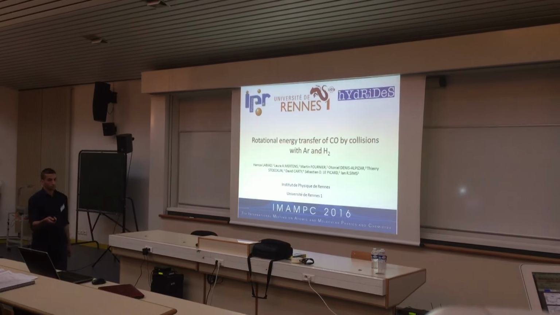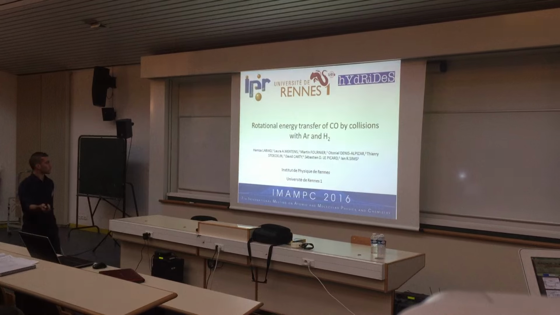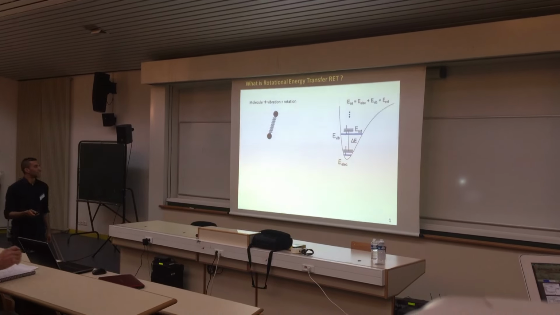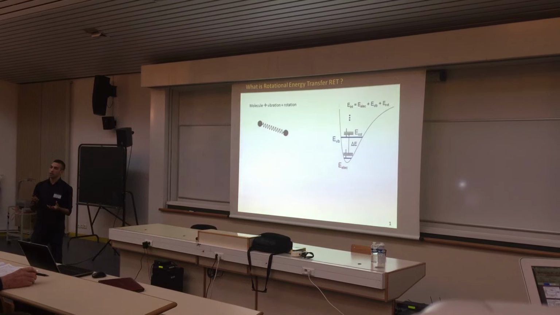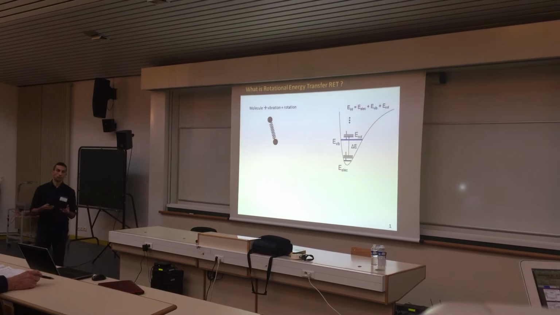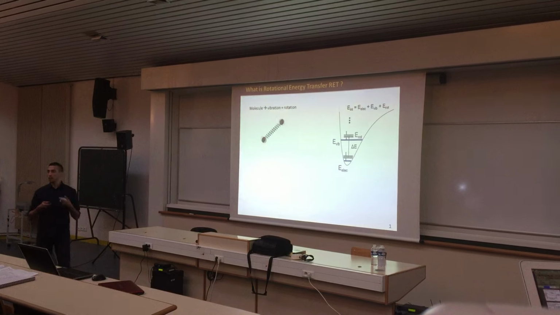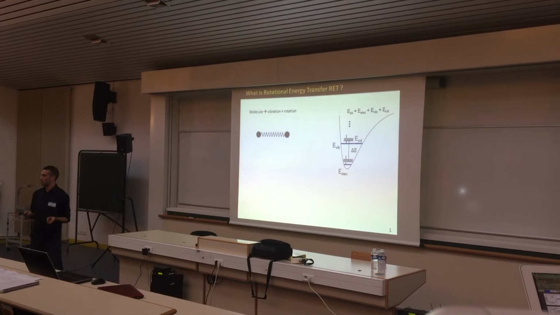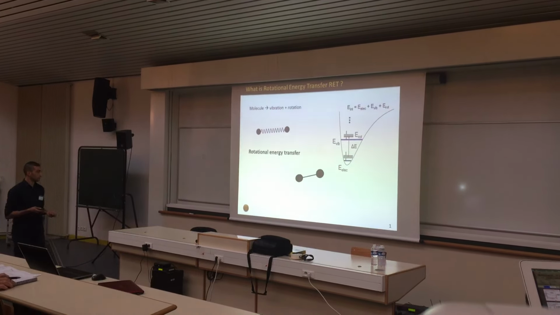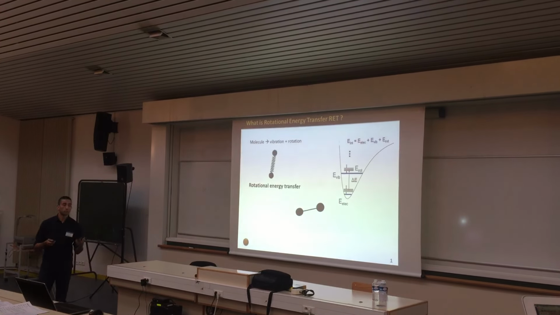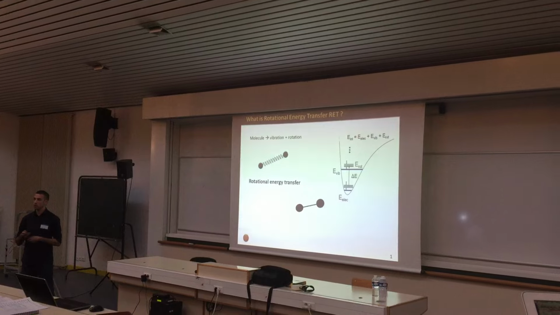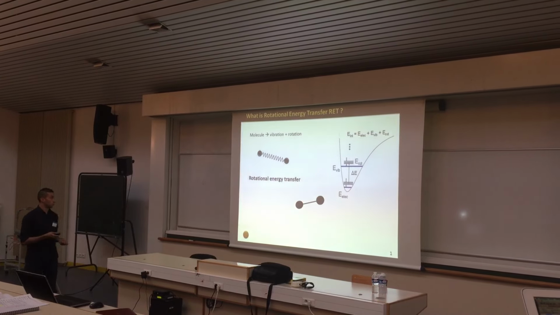So we know that a molecule can vibrate and can rotate at the same time. So in addition to its electronic energy levels, there are also quantified vibrational and rotational levels. Rotational energy transfer can occur, for example, during collisions between two molecules or an atom and a molecule.